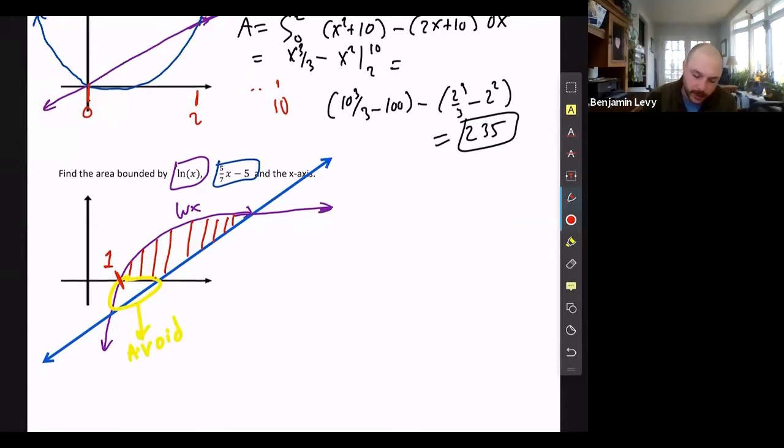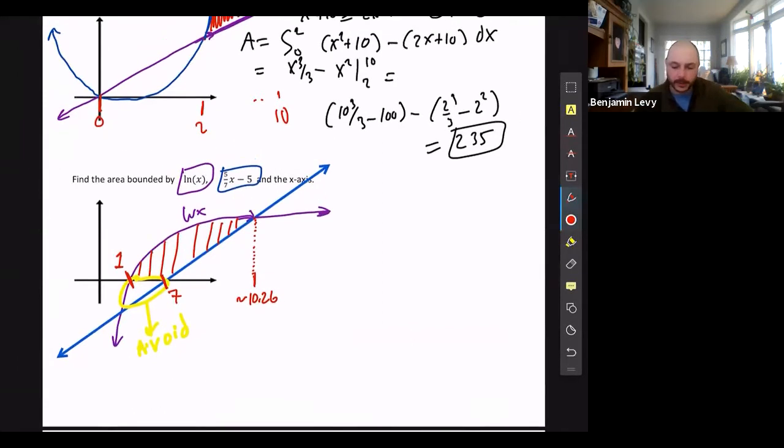The point where the blue curve touches the axis, we would just set the line equal to 0, and we could figure out that that's 7. And then the second point is a little bit more tricky to figure out. It's where the natural log intersects the line, and I'll just tell you it's approximately 10.26. So take a second to think about what would the integral be.